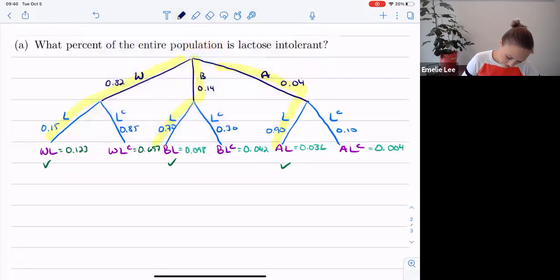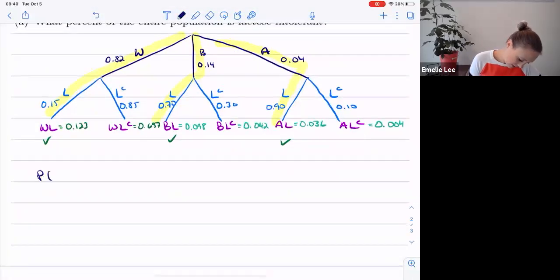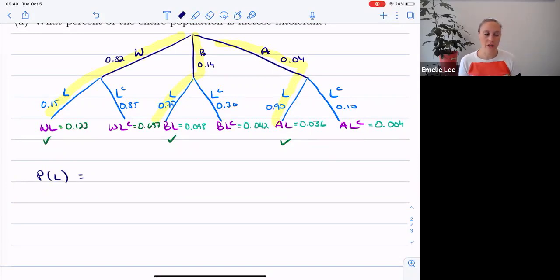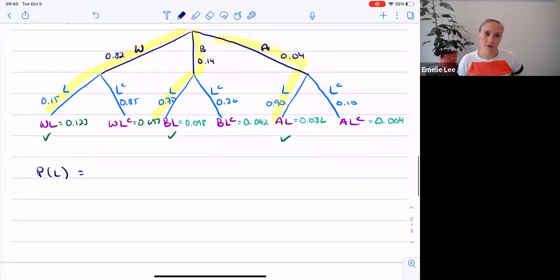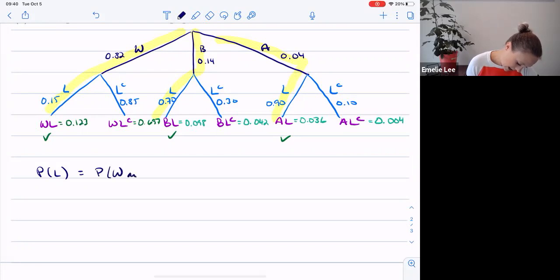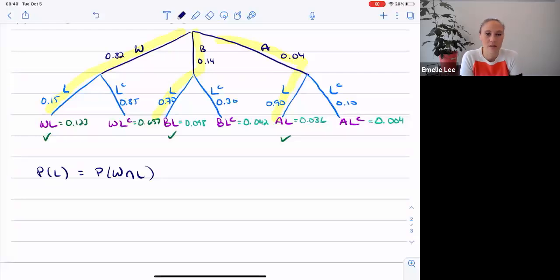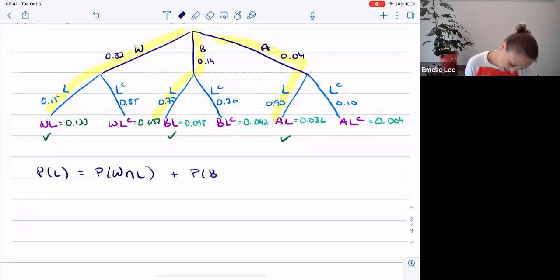So here, I'm going to say that the probability of an L is going to be, and I'm going to use proper notation now. You don't have to, because it's just for you to solve the problem, but it's nice to see it. So it's the probability of W and L, I'll even use the intersection, plus the probability of B and L, plus the probability of A and L.